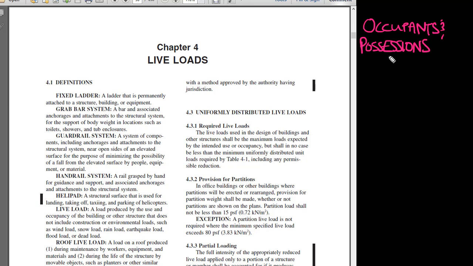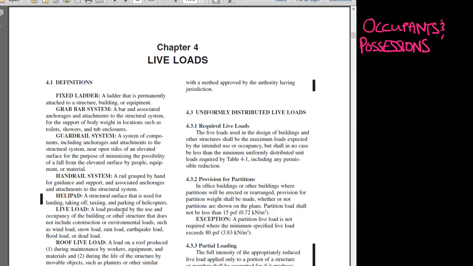Occupants, of course, includes the owner, and the owner's possessions can include chairs, desks, tables, other pieces of furniture, art installations, what have you. All of that would be live load. Anything the owner might pick up and move around or replace, all of that is considered live load. And here the exact definition of a live load is stated as a load produced by the use and occupancy of the building or other structure that does not include construction or environmental loads. So basically, they're defining live load as anything that's not any of the other loads.